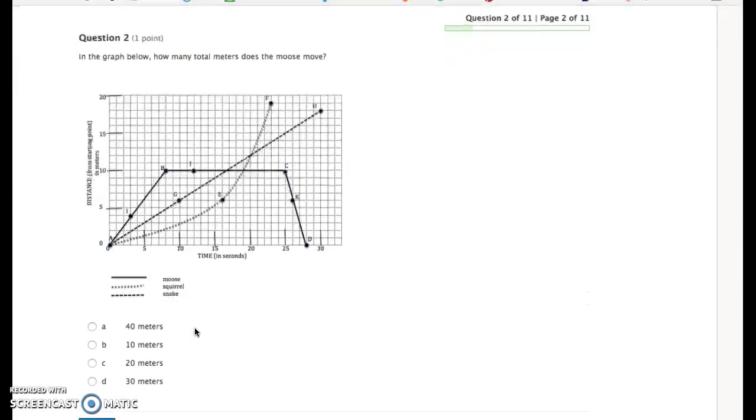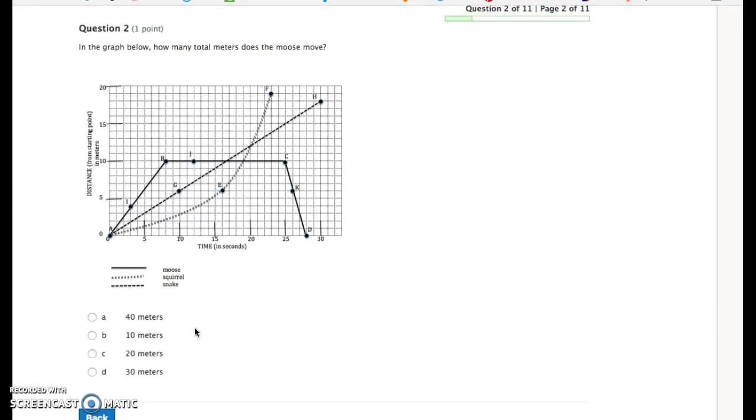Question 2, in the graph below, how many total meters does the moose move? Again, solid line, moving away from the start for 10 meters, not moving at all, and then returning back to the position that it came from for 10 meters. So that would be a total of 20.